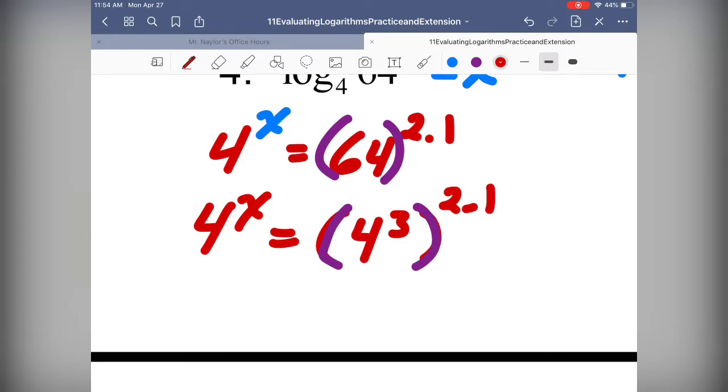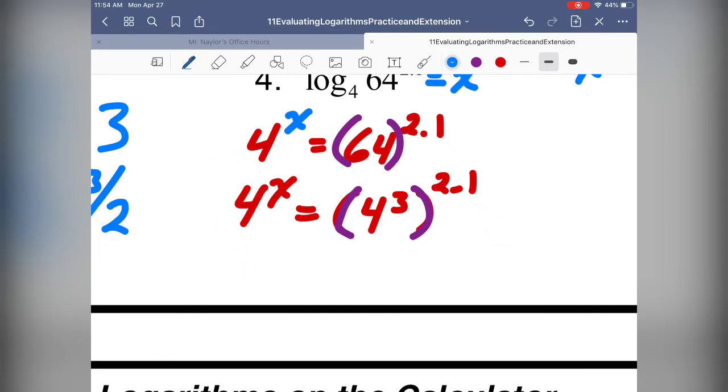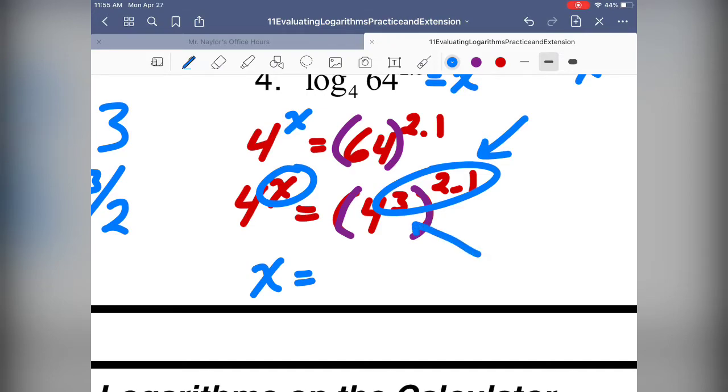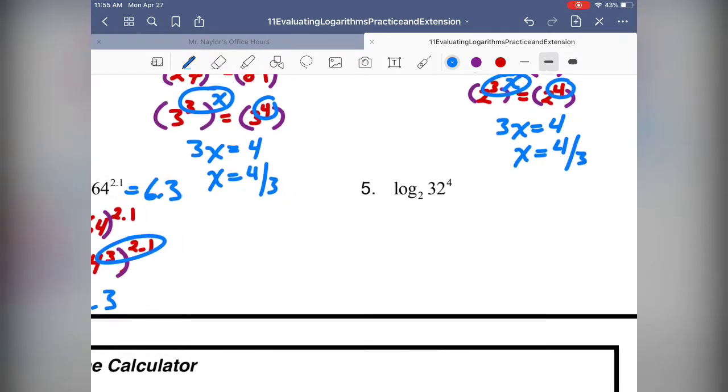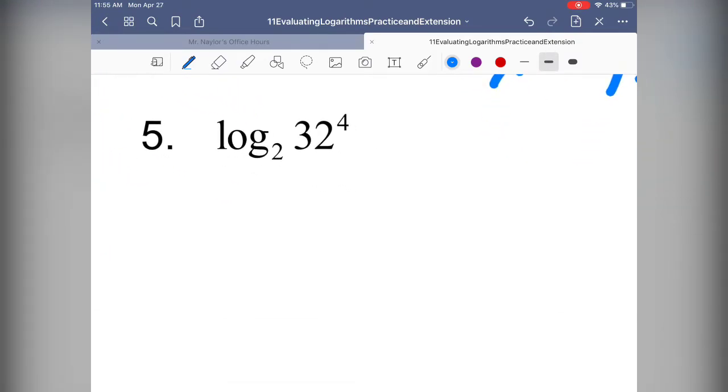Now, I still have this 2.1, and here's where it all comes together. We can say that our exponents are equal. Now remember, these exponents, 3 and 2.1, they're going to get multiplied. So we do end up using a calculator a little bit here, and we can multiply those to be 6.3. Make sure you realize that that means our original answer, our original logarithm up here, is equal to 6.3. Maybe you want to try it for number 5. I encourage you to do that right now. You can push pause.